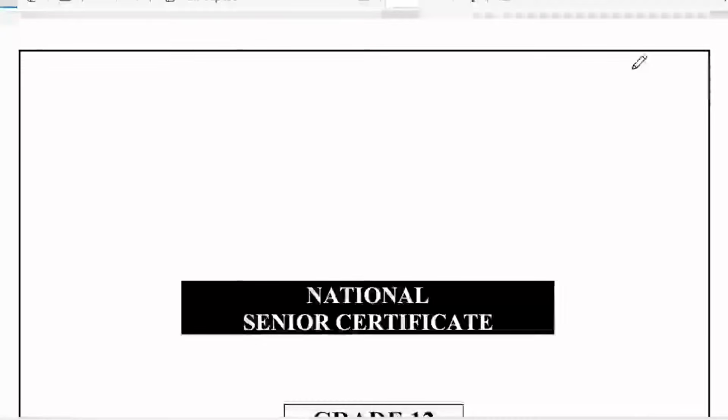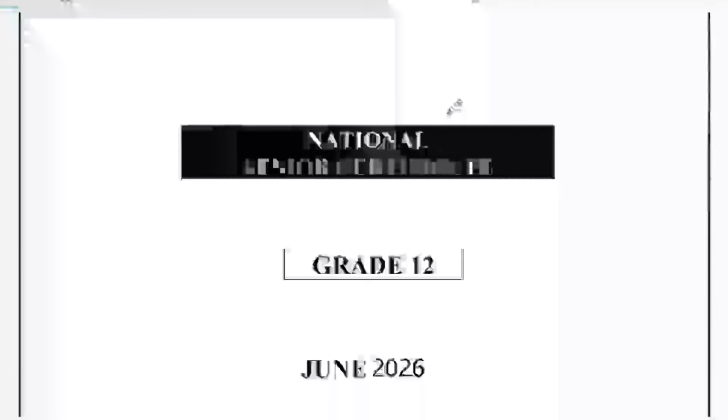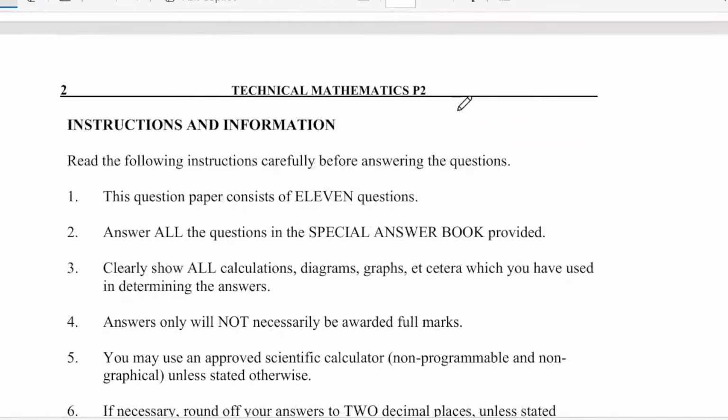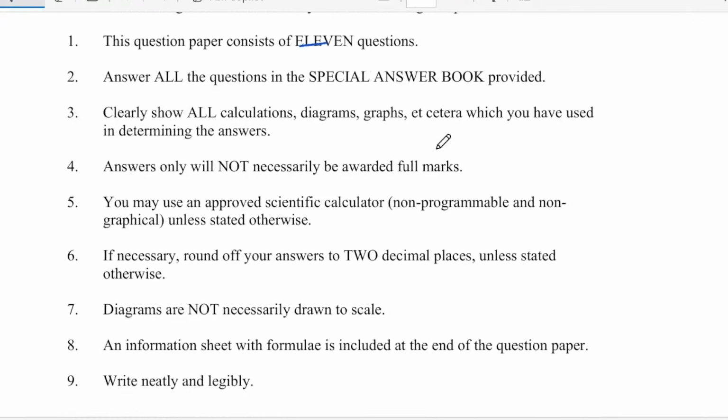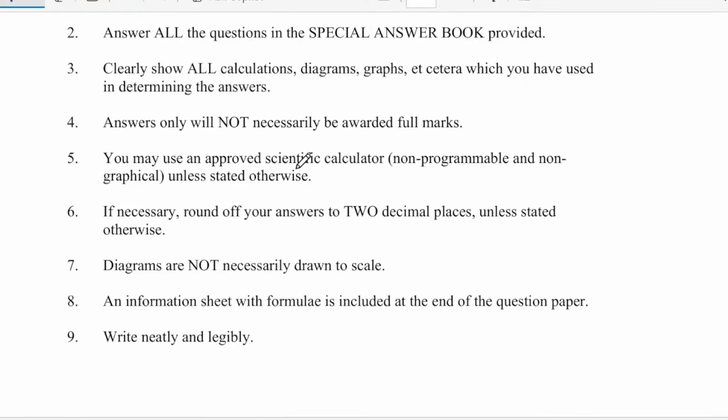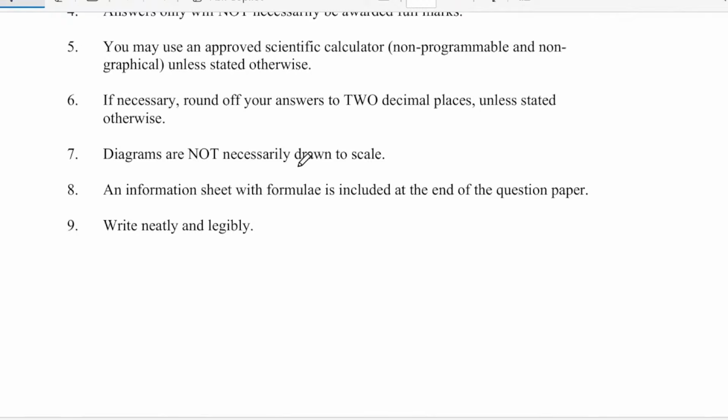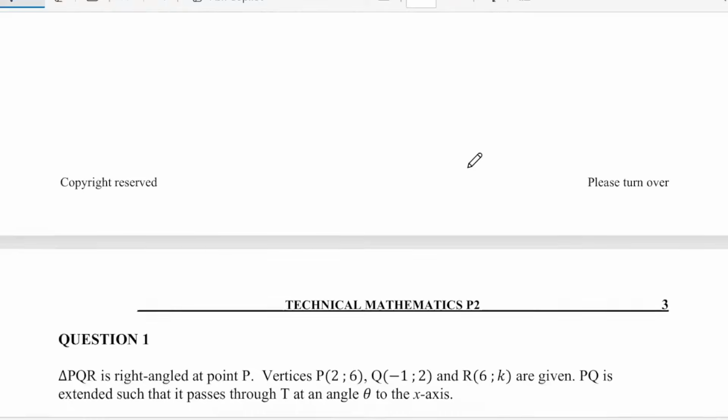Okay, so in this episode, we shall be looking at the preparation for the grade 12 June 2026 Technical Mathematics Paper 2. Here we have 11 questions that we need to work with, and all questions need to be answered, just as the normal instructions are. Let's just dive into the questions.